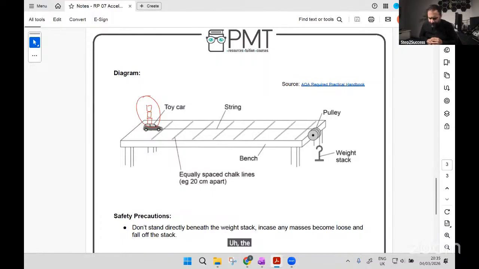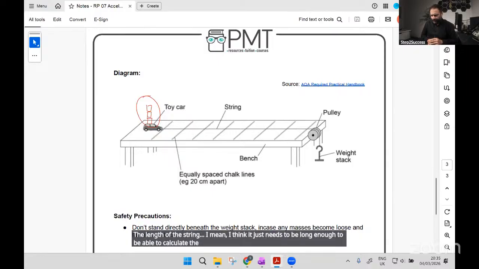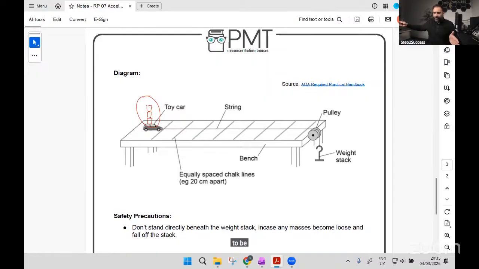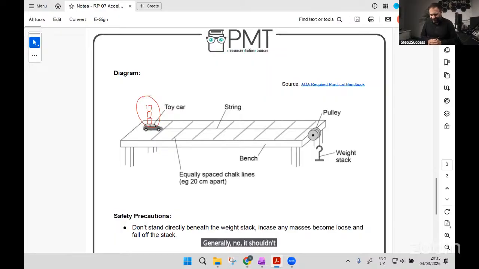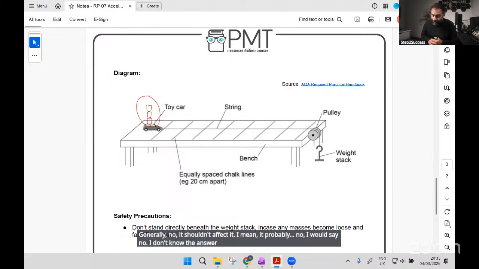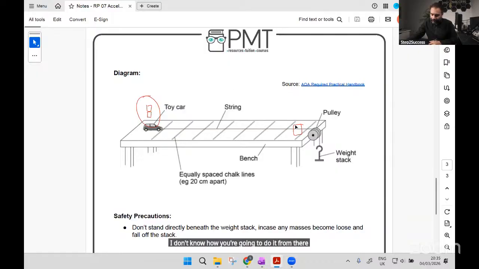The length of the string, I think it just needs to be long enough to be able to measure a certain amount of distance. Do you see what I mean? So that you can actually measure the acceleration over a certain period. But the length of the string, generally, no, it shouldn't affect it. I don't know the answer, but I would say the length of the string doesn't. But it does need to be long enough for you to get enough distance to accurately measure. So you don't want it to be too short. So that's it really.